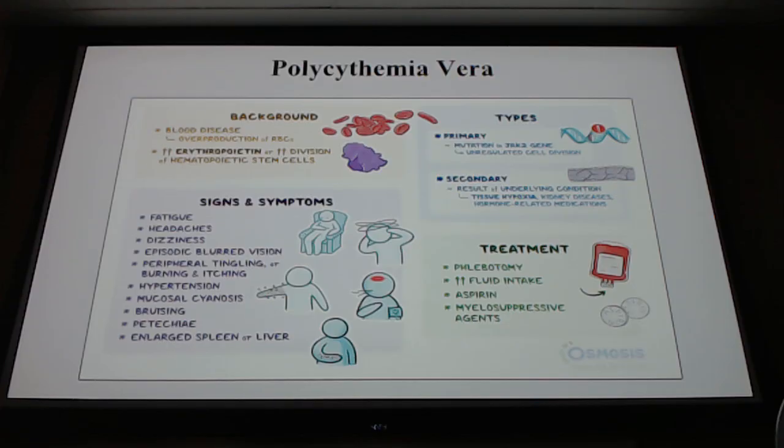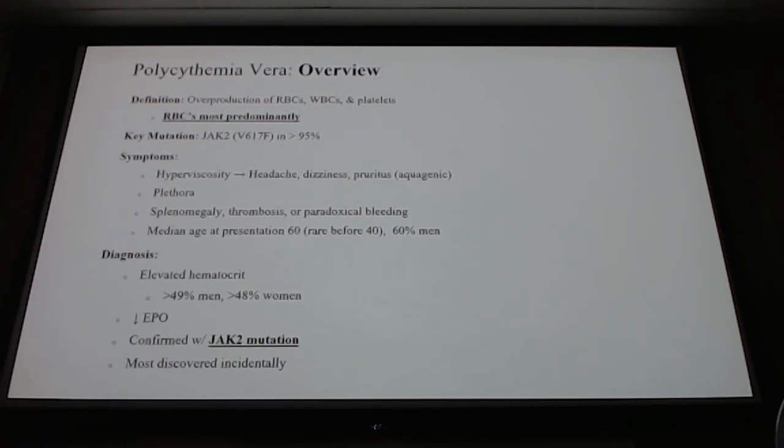Polycythemia vera, right? This one's the easy one to remember. It's thick blood, right? It's too much of everything. Yeah, it has very distinct physical exam findings that we're going to talk about. So, overproduction of RBCs, WBCs, and platelets. RBCs are going to be the most predominant feature of this. And again, it's another mutation of the on-off switch for cell growth, differentiation, proliferation. Cells are just going uncontrollably.